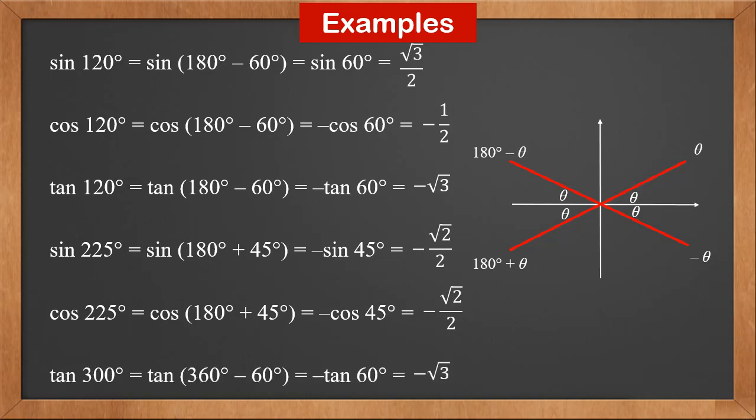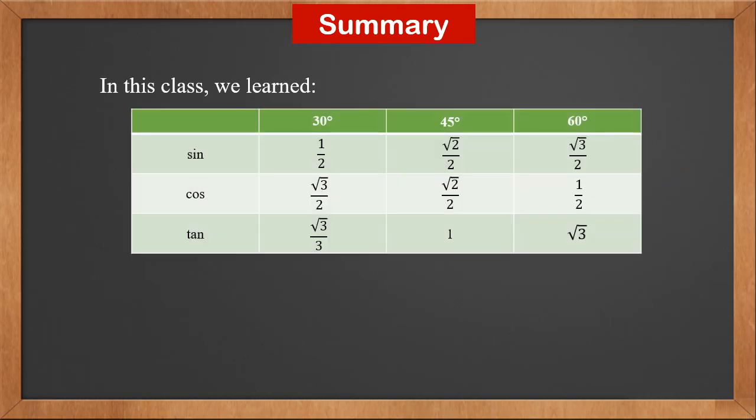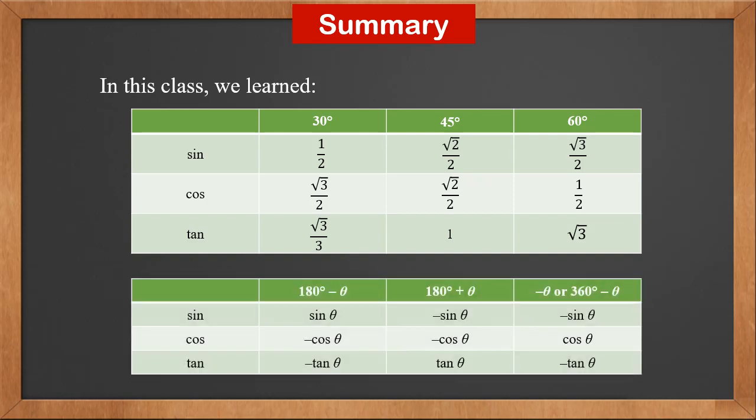Tangent 300 degrees is tangent 360 minus 60 degrees. So it is equal to minus tangent 60 degrees, which is minus root 3. In this class, we learned the exact trigonometric values of 30, 45 and 60 degrees, and the induction formulae. Theta can be any value. But it's easier to remember the formulae by treating theta as an acute angle and sketching the diagram with the arm and angle.